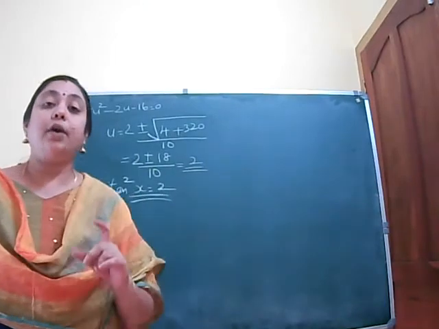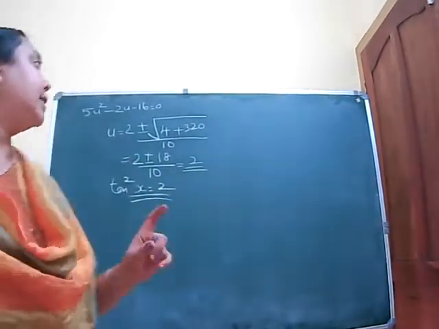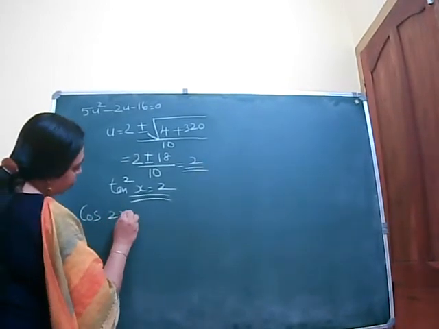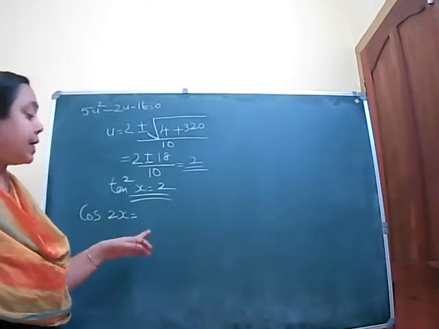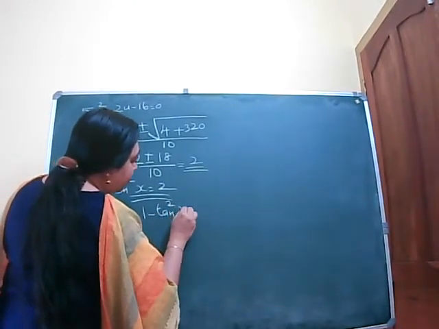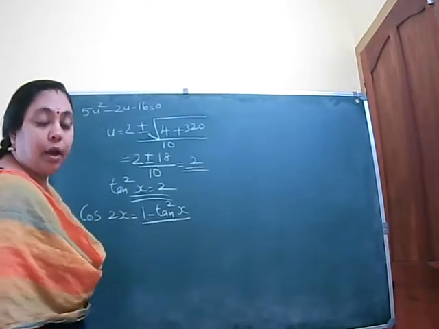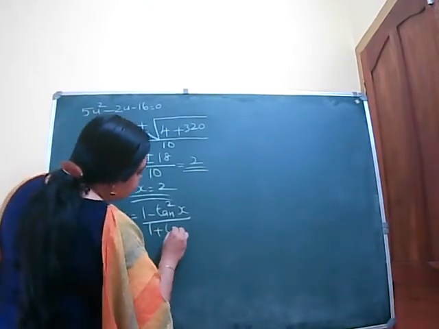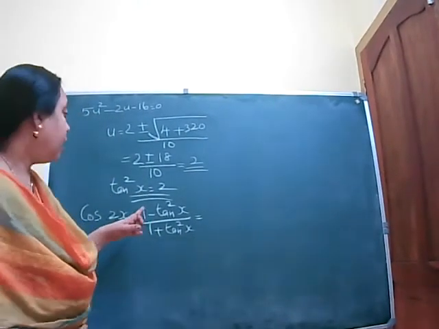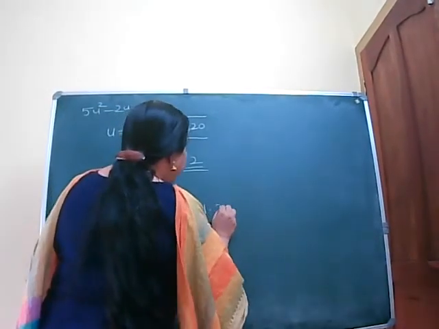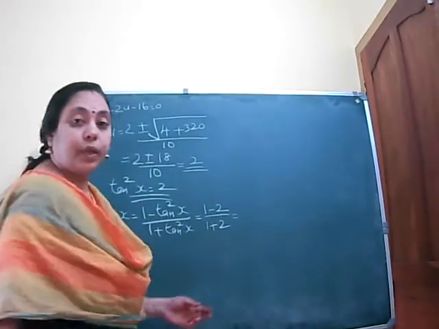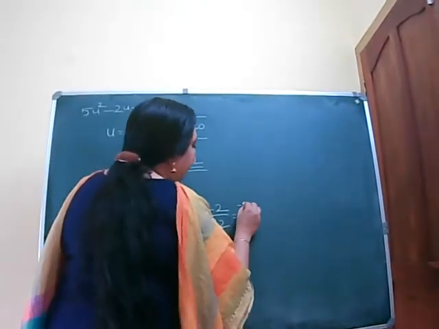Now we obtained the value of tan square x. Now find out the value of cos 2x. That is, cos 2x is 1 minus tan square x divided by 1 plus tan square x. That is 1 minus 2 divided by 1 plus 2, that is minus 1 by 3.